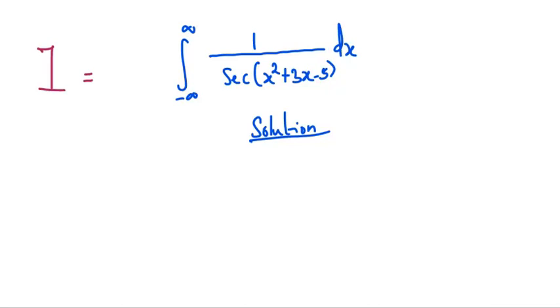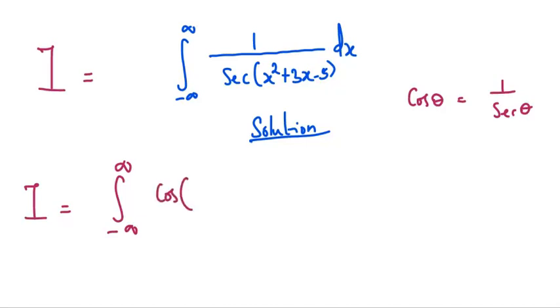Now we know the relationship between the secant function and the cosine function. We know the cosine of theta is equal to 1 divided by the secant of theta, so it also implies that 1 over secant of theta will be equal to the cosine of theta. So here, I is the same as the integral from negative infinity to positive infinity of the cosine of the quadratic expression x squared plus 3x minus 5, and then we have our dx.